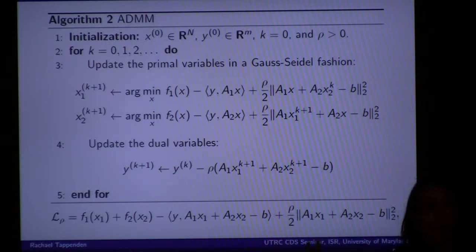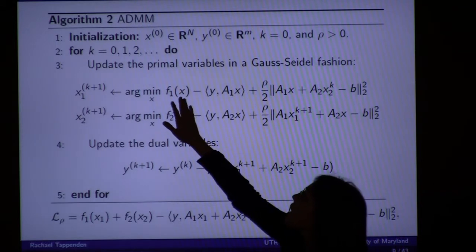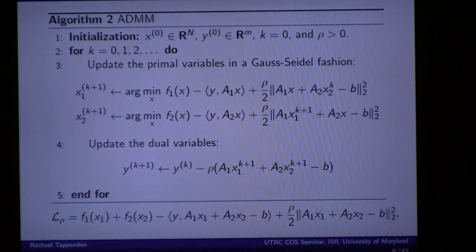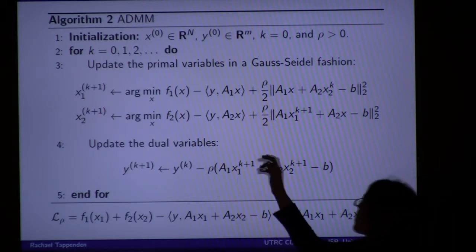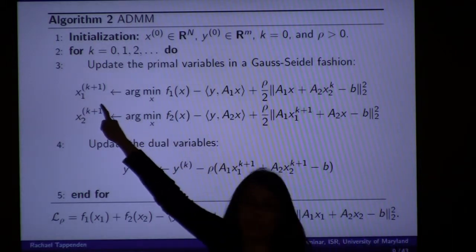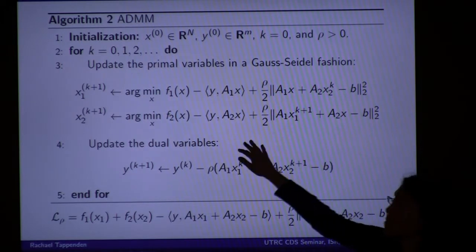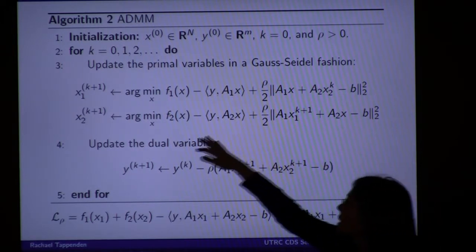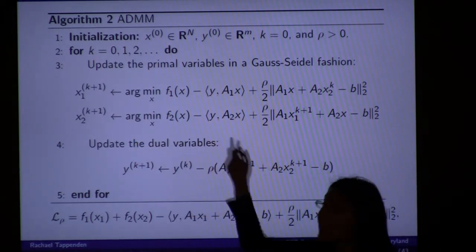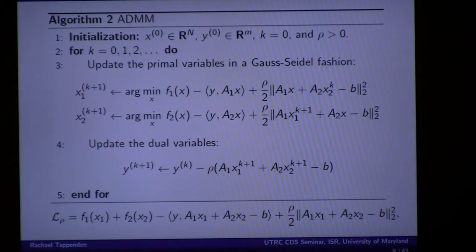So really, this is very nice because of the structure of my problem. I'm really taking advantage of the structure of my objective function. When I'm solving for x1, I'm only involving the function f1. Then I use this information from my update x1 at k plus 1, feed it back into my new subproblem, and I get an update for x2, which again only involves my function f2. So this is a really nice algorithm. It really takes advantage of all the structure that's available in the problem.